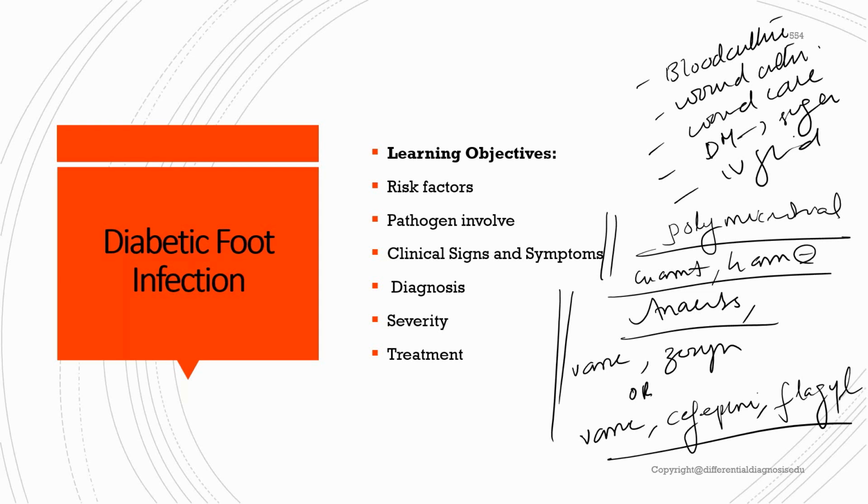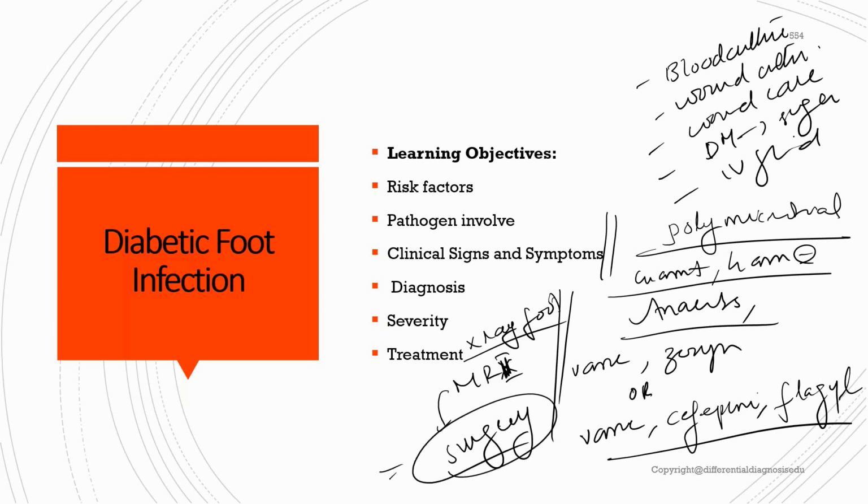If the diabetic foot infection is bad and you are thinking that the bone might be involved, then you have to do more imaging. You can start with an X-ray of the foot, and if it is showing necrotic bone and you are worried about osteomyelitis, then get an MRI. And if the MRI shows osteomyelitis, then you have to involve surgery for possible amputation.